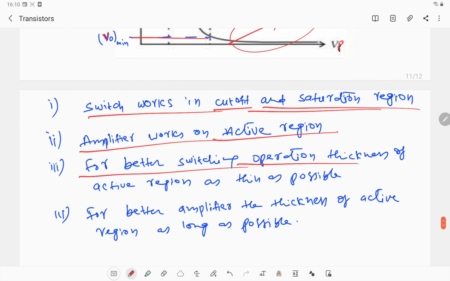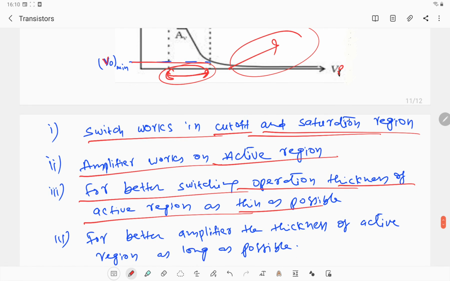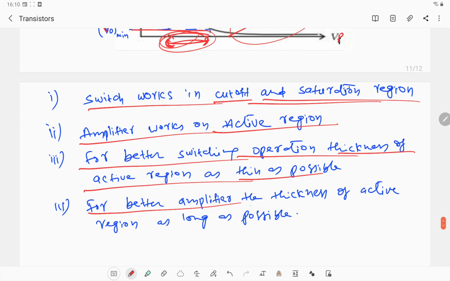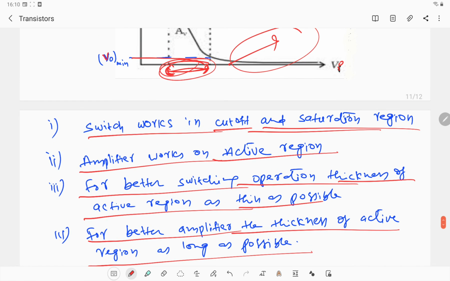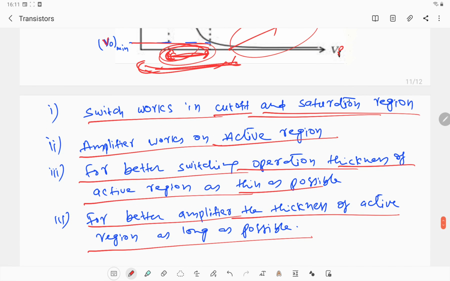For better switching operation, the thickness of the active region should be as thin as possible. See, this thickness is very small, therefore the switch acts as a better switch. This active region width is very small. For a better amplifier, the thickness of the active region should be as large as possible. If this thickness is large, there is better amplification. Where the thickness is less, there is better switching. This is about transistor acting as a switch.